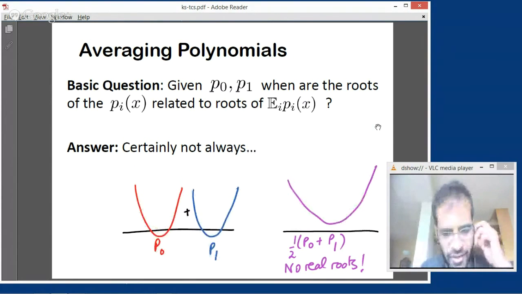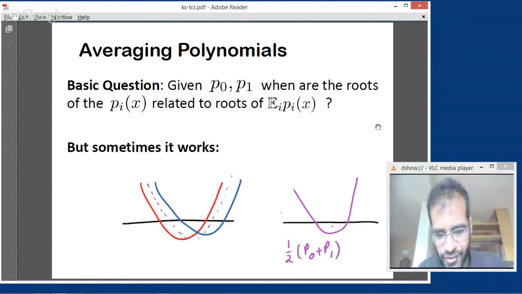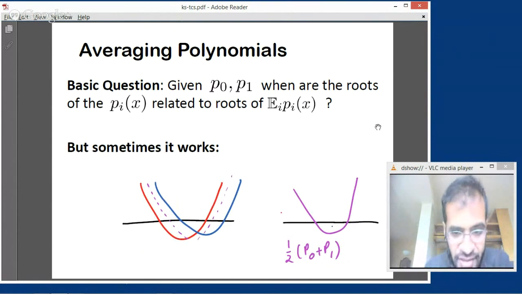There are many bad examples. Here's another one, but there are also some good examples. If my 2 quadratics have the property that the roots alternate, as shown in this picture, then I can actually show that their average, this purple polynomial, has roots contained in the convex hulls of the corresponding roots of the original polynomials, which is exactly the sort of relationship that I want.